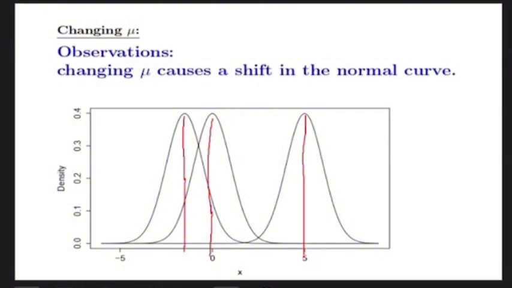Okay, so changing the mu causes a shift. You can see a shift in the normal curve. Initially, we started with one curve with a center, and we change the mean. Changing the mean, there's going to be a movement. And this is what this is talking about.